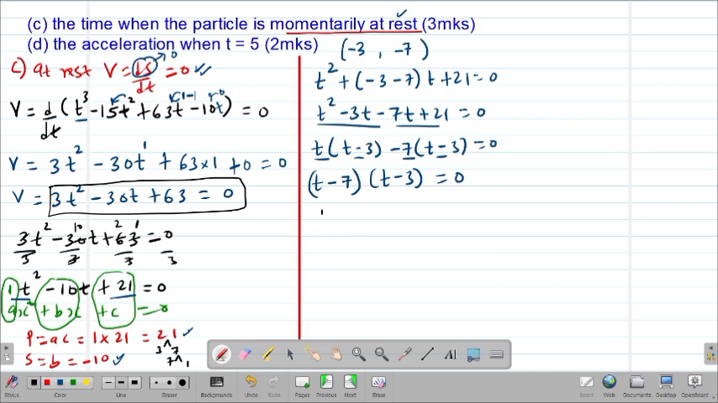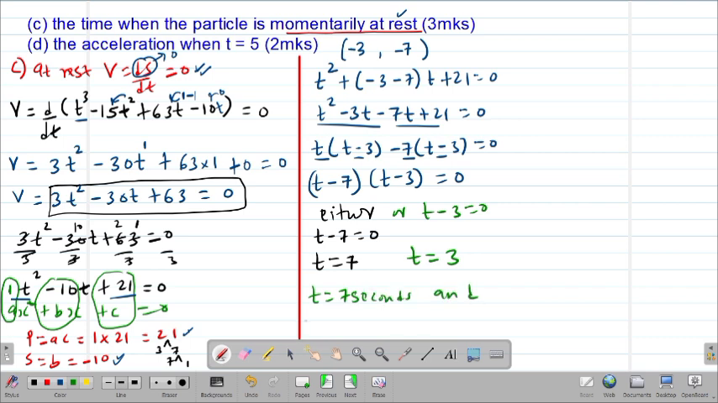So this one means either t minus 7 is equals to 0, which clearly will give us t being equal to 7, or the other possibility is t minus 3 being equal to 0. Therefore, this one simply means that our t will be equal to a positive 3. Therefore, our values of t will be equal to 7 and 3. Therefore, t is equals to 7 seconds. And the other value of t is also equal to 3 seconds.